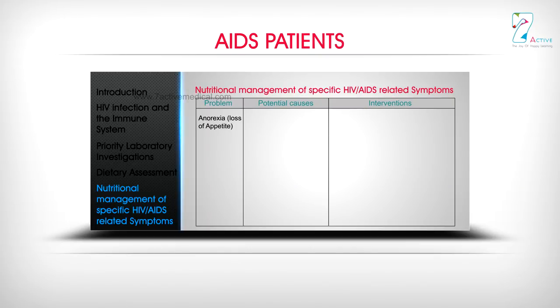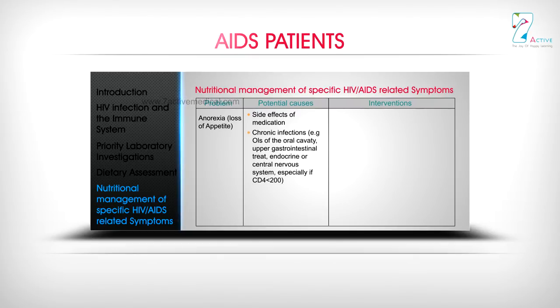Anorexia, loss of appetite. Side effects of medication. Chronic infections, for example OIs of the oral cavity, upper gastrointestinal tract, endocrine or central nervous system, especially if CD4 is less than 200. Active substance abuse. Monotonous meals. Stress, anxiety, depression, noxious smells.